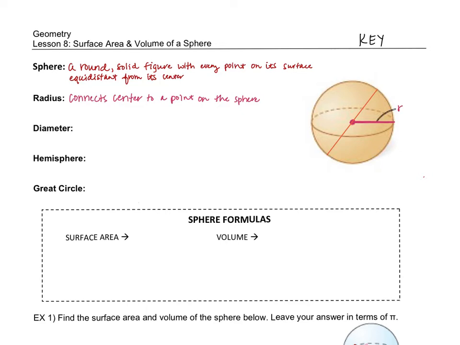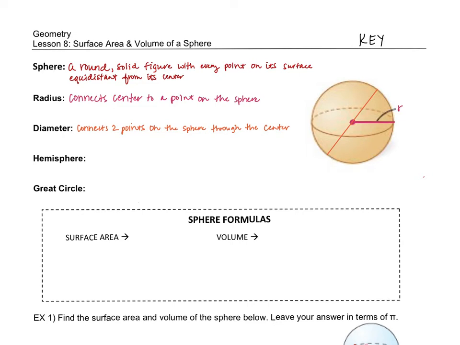Now for our diameter, we know our diameter is essentially 2 radiuses, or 2 radii, put together. I drew a separate line just so we could see it straight across, but we know it connects 2 points on our sphere and it also goes through the center. So let's write that down: it connects 2 points on the sphere through the center.